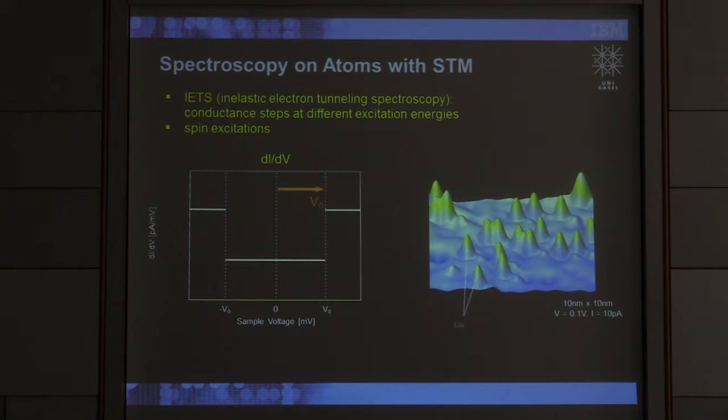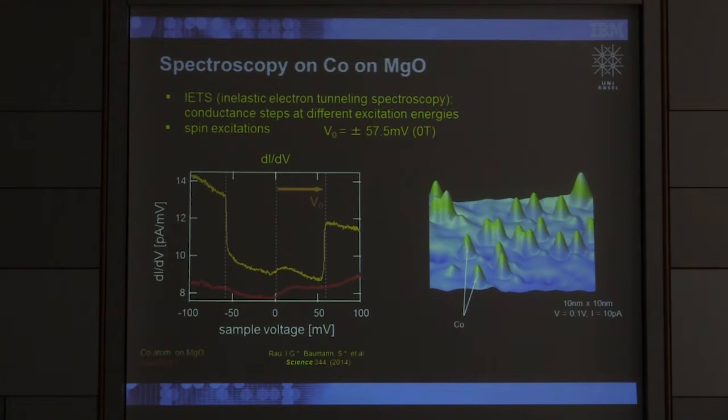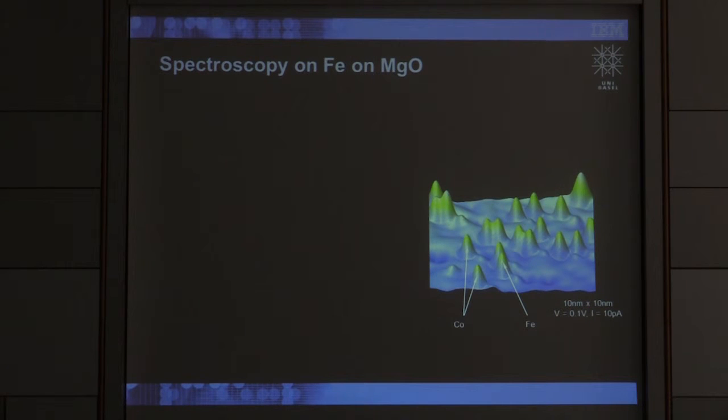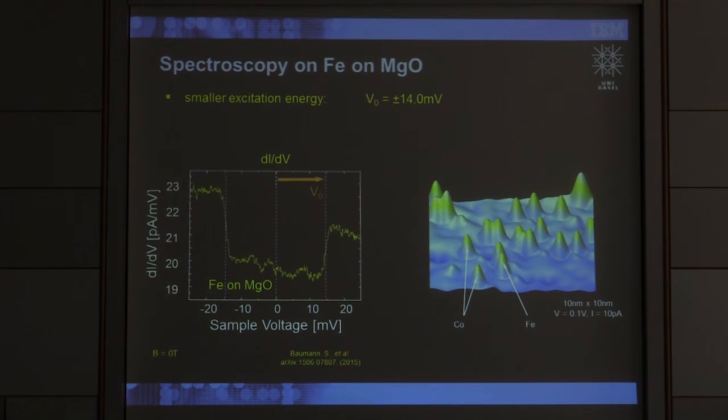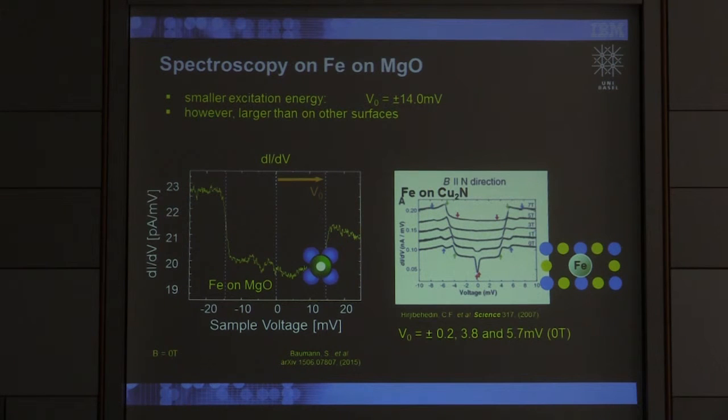And for cobalt atoms on MgO, these excitations are actually really large. They are almost 60 millivolts. And for iron on the same surface, this is now a little bit fast, I hope it's still fine, it's 14 millivolts, which is still, for both atoms, a lot larger than some of the examples that we saw yesterday, where the largest excitation was around 6 millivolts.